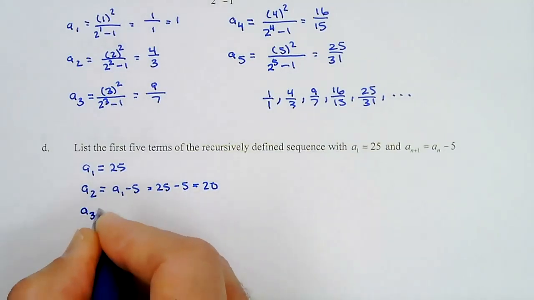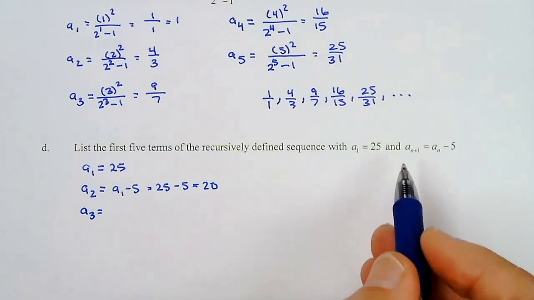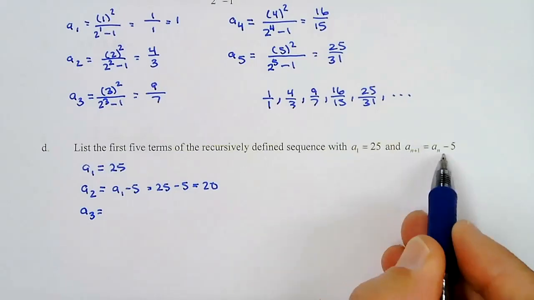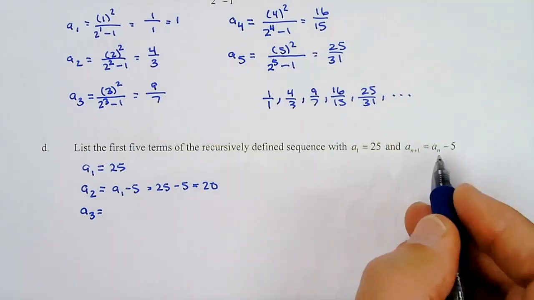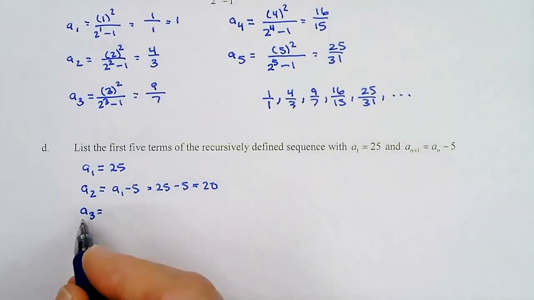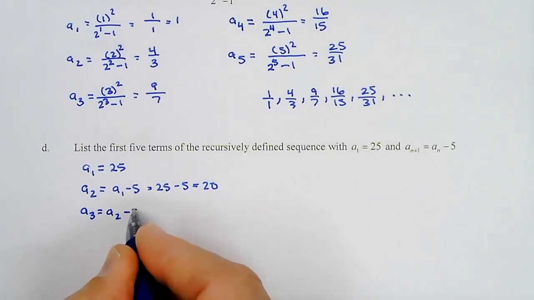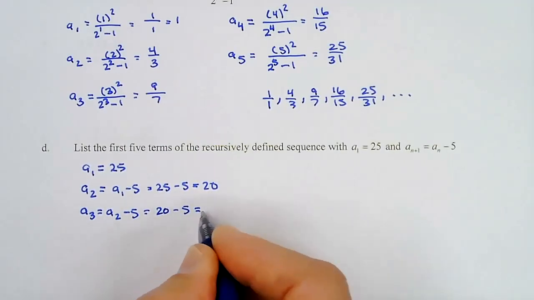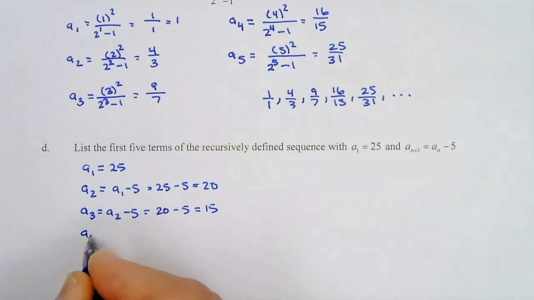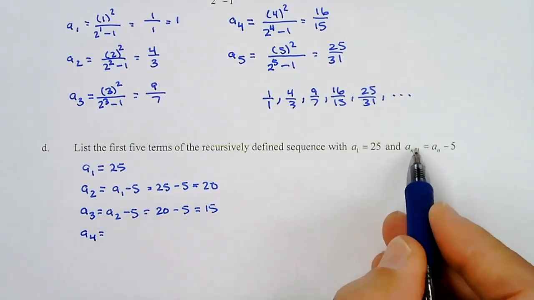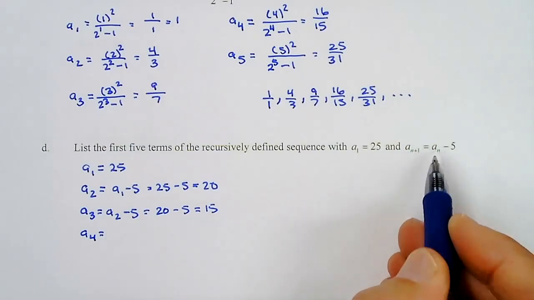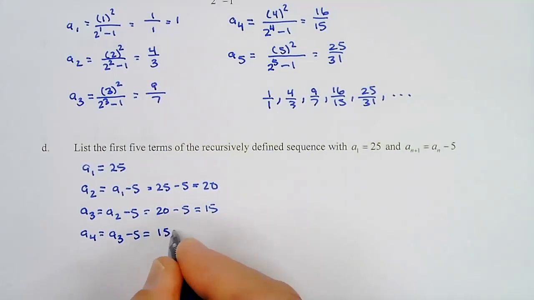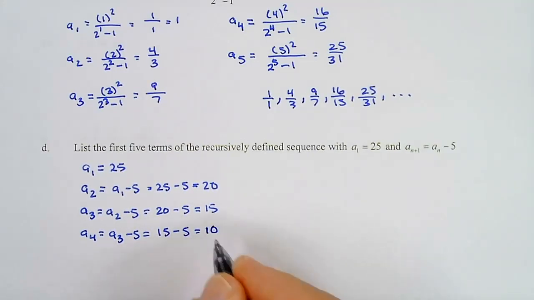And then a sub 3. Now we're putting 2 in for n, which makes this 3. So this is always the term before this one. If this is a sub 3, this is going to be a sub 2 minus 5. Well, a sub 2 is 20, so this would be 20 minus 5 or 15. A sub 4: we're putting 3 in for n, so a sub 3 minus 5. Well, that would be 15 minus 5 or 10.